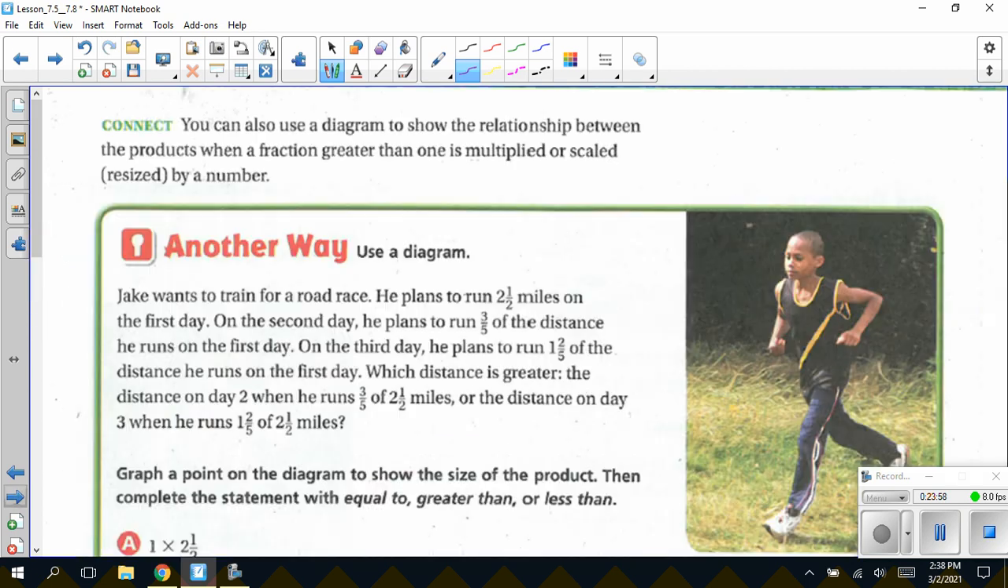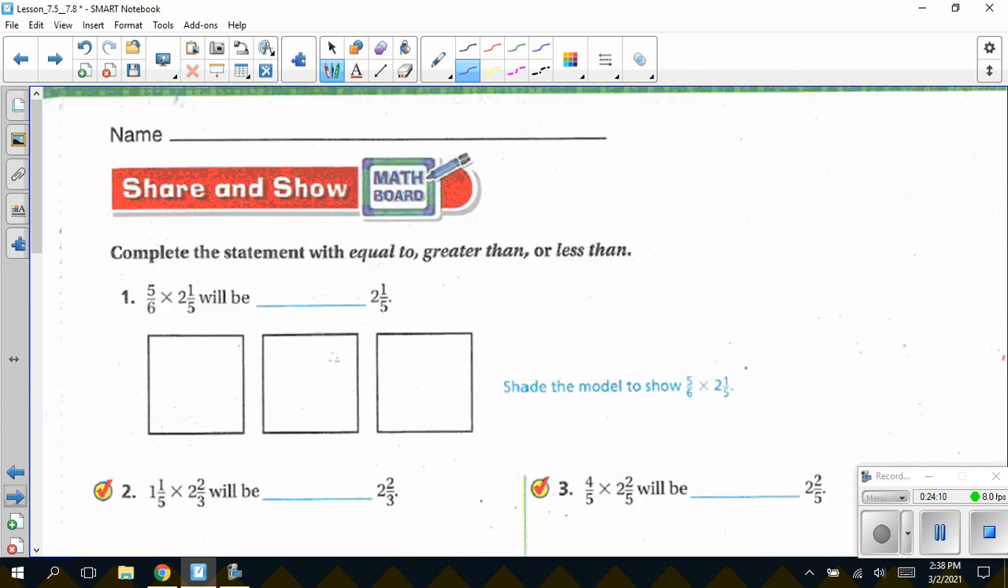So now, moving on to the next page. Again, I do not use the number line, so I'm going to go ahead and skip on to the share and show that can be found on page 467. And I'm going to again complete the statements with equal to, greater than, or less than. I am not going to show the picture model for number 1 because I'm going to use the rules that I have given you in order to figure out if our answer would be equal to, greater than, or less than.